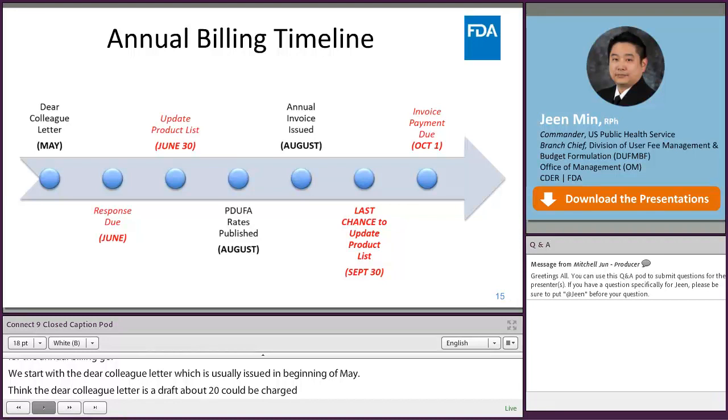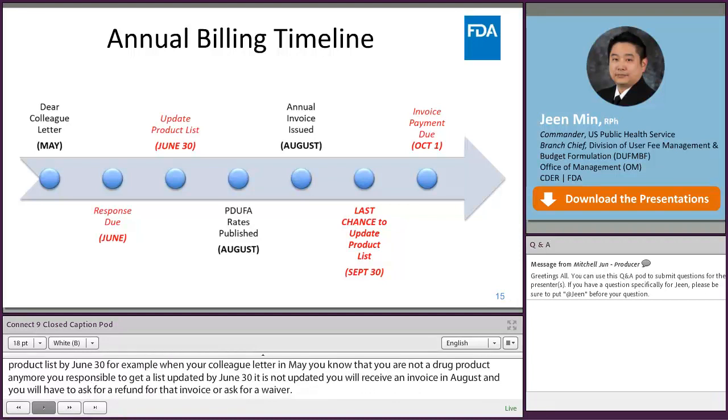For example, when you receive the Dear Colleague letter in May and you know that you're not marketing a drug product anymore, you're responsible to get that list updated by June 30th. If it's not updated, you will receive an invoice in August, and you will have to ask for a refund for that invoice or ask for a waiver. As I mentioned in previous slides, the rates are published annually around the beginning of August. Once they are published, then we issue the invoice, usually sent out in mid-August.